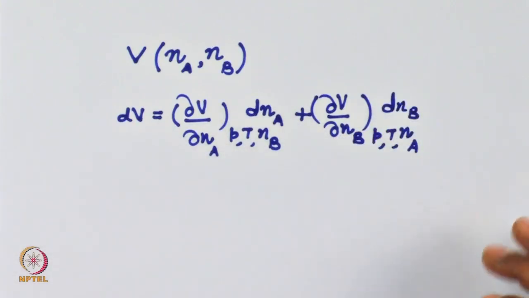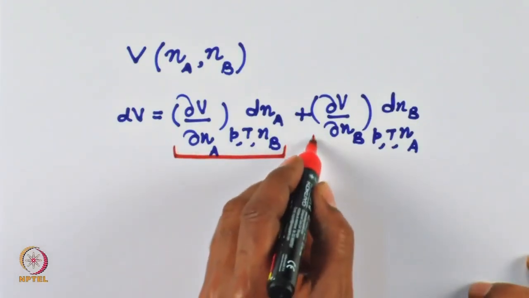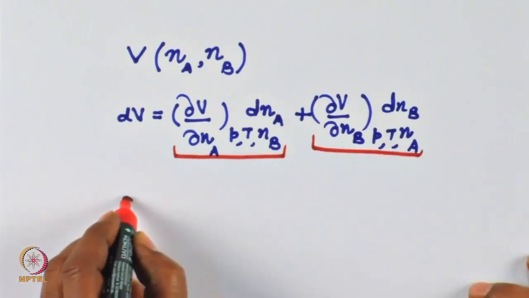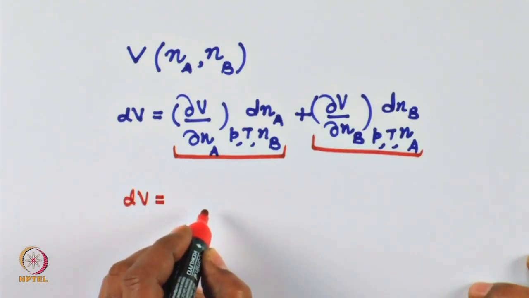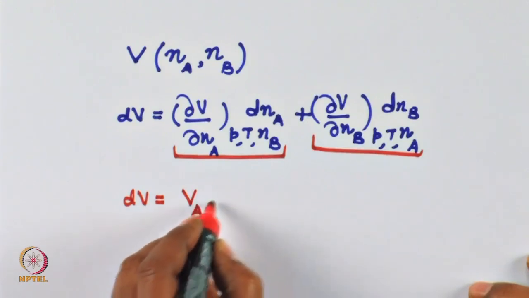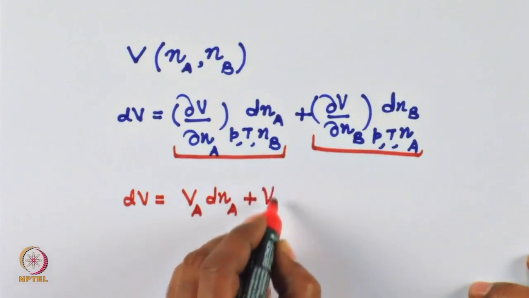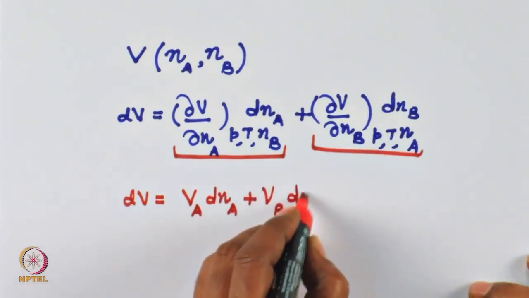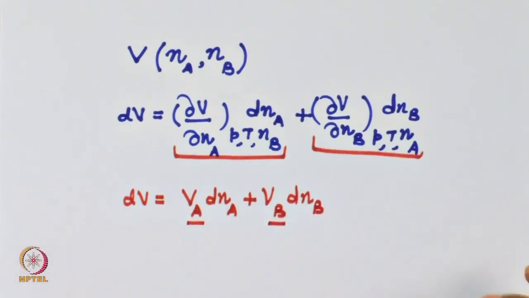Let us recognize these quantities as partial molar volumes. That means what I have is dV is equal to V_A dn_A plus V_B dn_B, where V_A and V_B are the partial molar volumes of the components A and B.